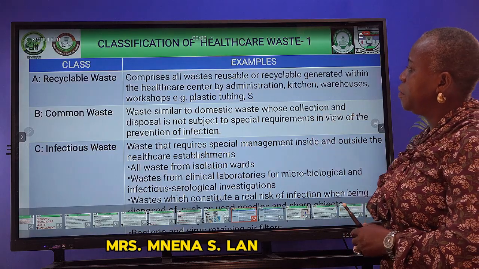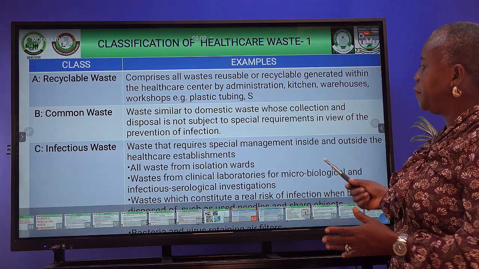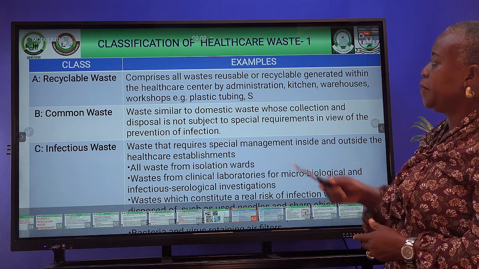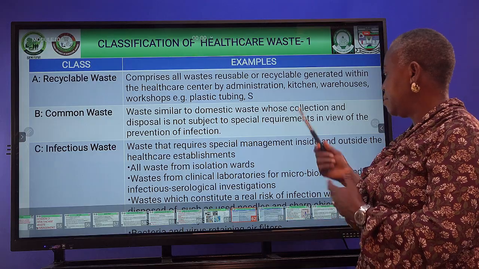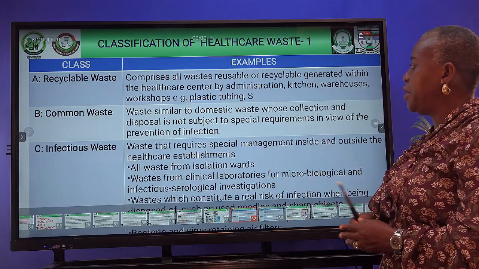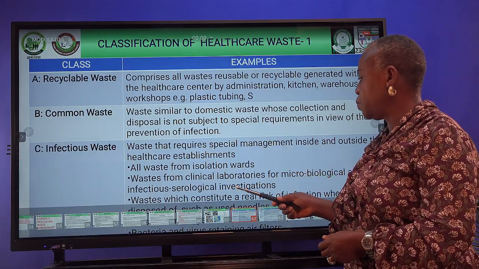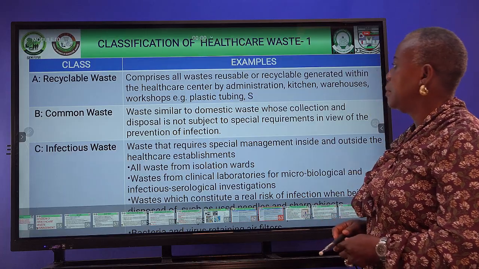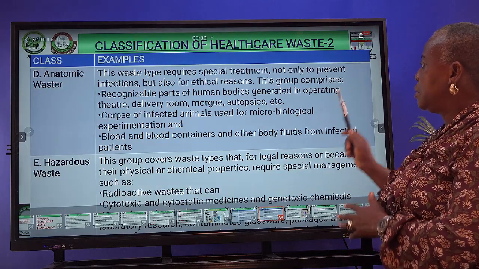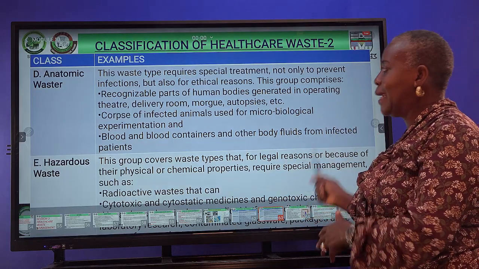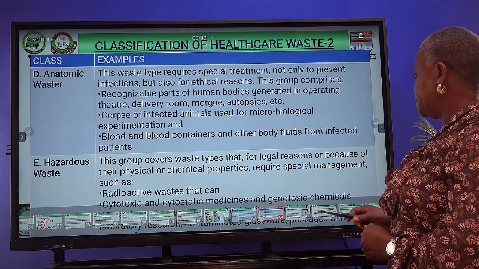The slides will give you a better explanation of the classification of healthcare waste we have. Recyclable, some materials can be recycled. Common waste, which oftentimes are not very effective. Then the infectious waste, and the anatomic waste, and the hazardous waste. So waste is also classified by class as well as types.